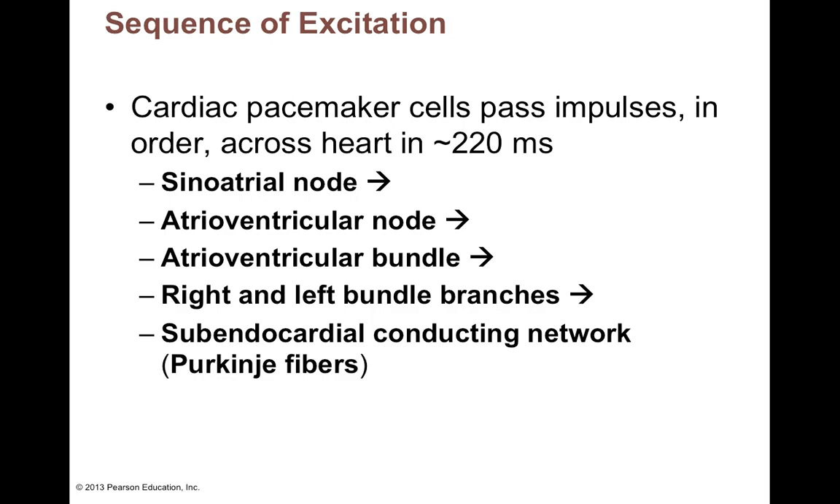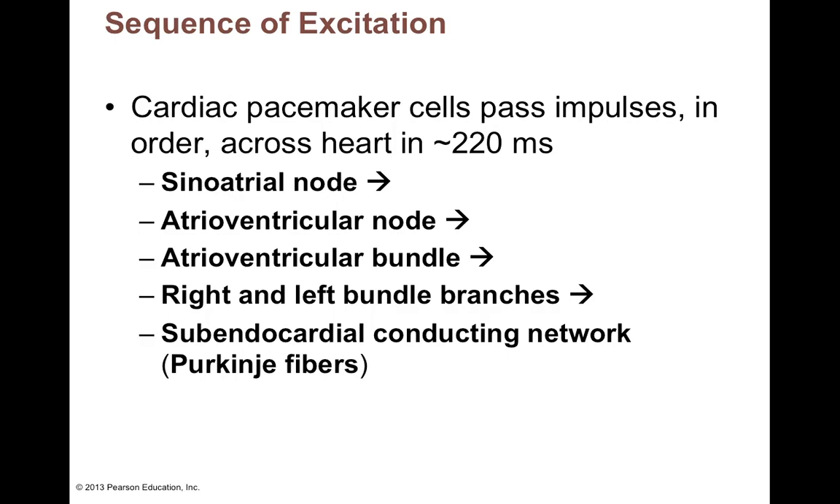Now the SA node is located right near the juncture of your superior vena cava and your right atrium. So it's up top on your heart. And we think about the SA node, you guys, as being the one that starts the pace of the whole heart. And the reason being is that the SA node generates action potentials the fastest. So it generates action potentials at 100 times per minute, okay? In the absence of any nerve stimulation, SA node is 100 times per minute, okay?